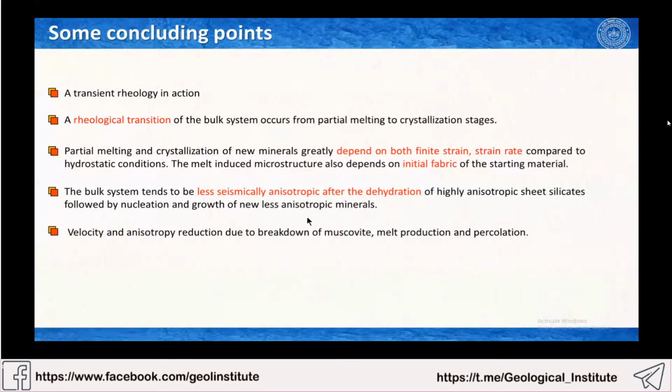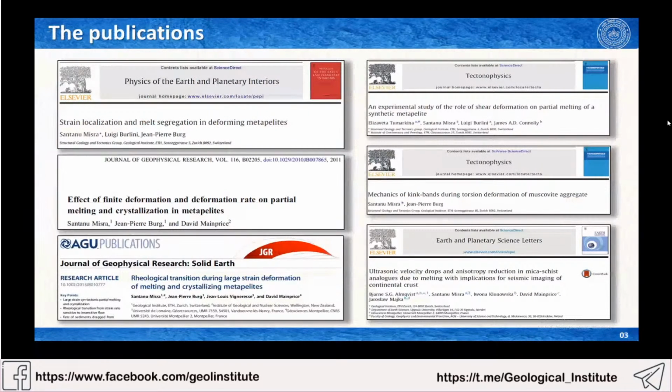And in the last slide, we have seen that the system is less seismically anisotropic after the dehydration, and velocity and anisotropy reduced due to a breakdown of the muscovite, melt production and circulation. So with this, I conclude this lecture, and this study has produced a few papers. If you are more interested to look at all the different directions of this work, here are the publications, you can have a look.